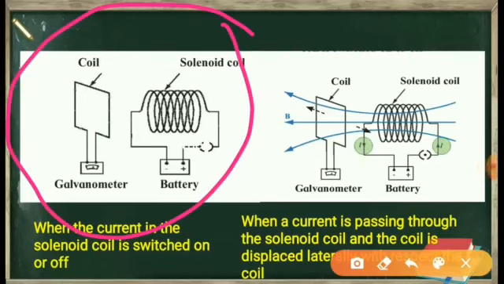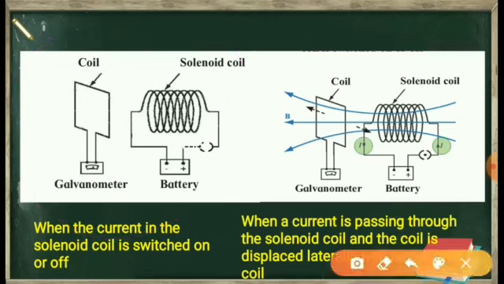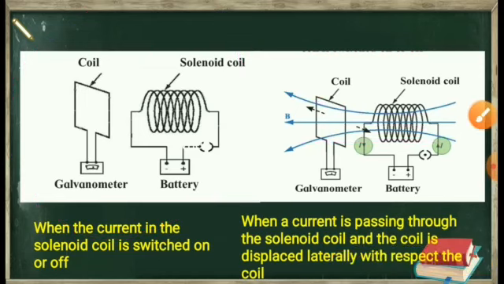Consider this picture. If we open the plug key and make the current 0 in the coil, the pointer of the galvanometer deflects to a side and quickly comes back to 0. If the current in the coil is started again, the pointer again deflects to the other side and then quickly returns to 0. Now the electrical current is flowing through this solenoid coil, as shown in this picture.